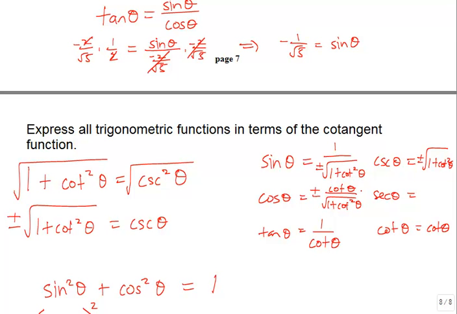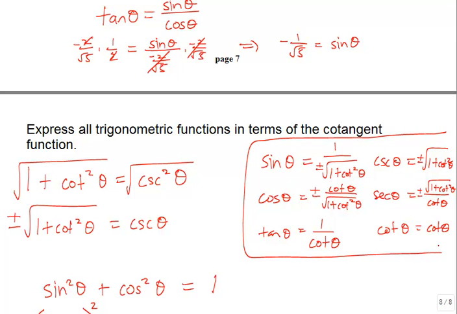And if we know cosine, we know secant. We just have to flip it over. So we get that big square root on the top, and we get the cotangent of theta on the bottom. So each one of our 6 functions are written in terms of cotangent theta. So these would be my answers.